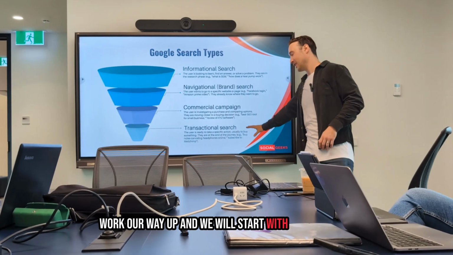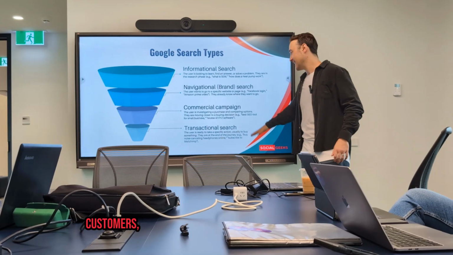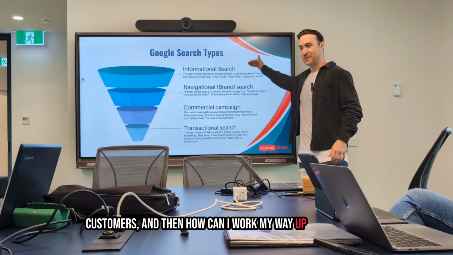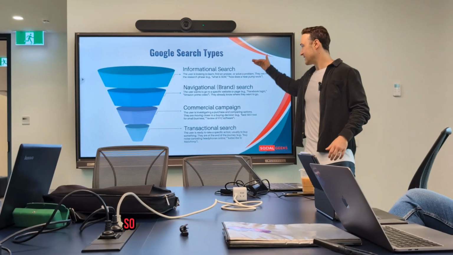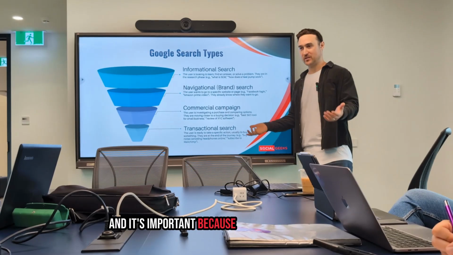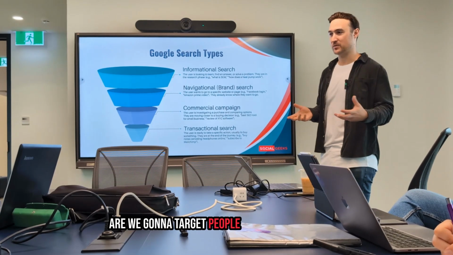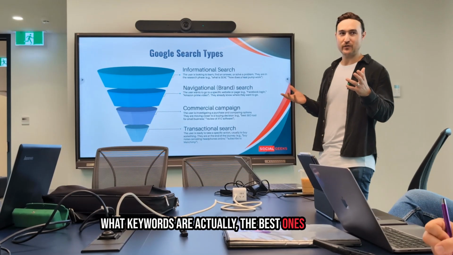And we will start with what's going to drive more sales to my business or bring me more customers. And then how can I work my way up this funnel? As you start seeing ROI, you can broaden out your marketing. So that's with Google search, the different types of searches that can come through. And it's important because you want to know how we're going to target people on Google search and what keywords are actually the best ones to go for.